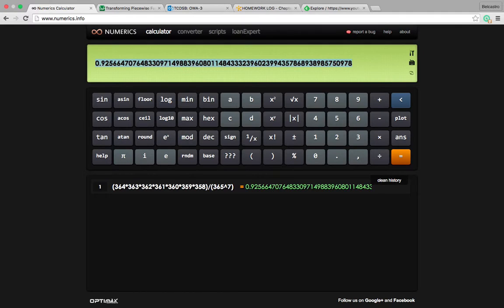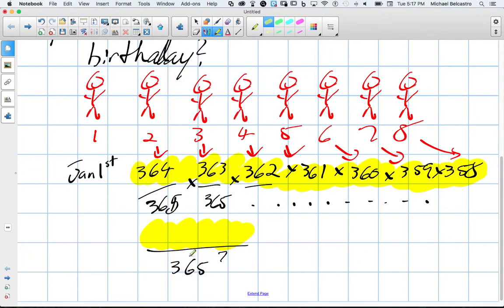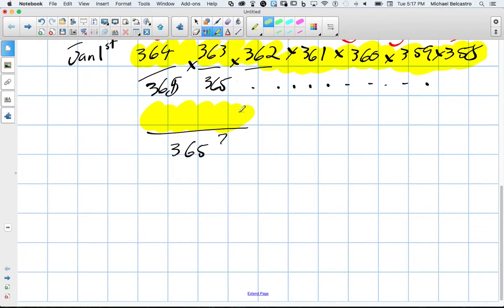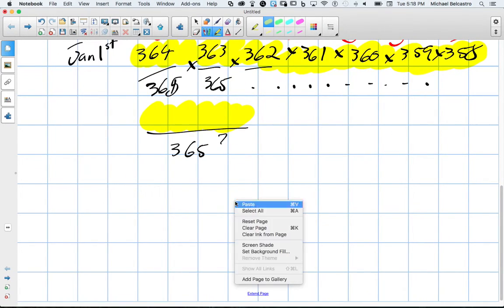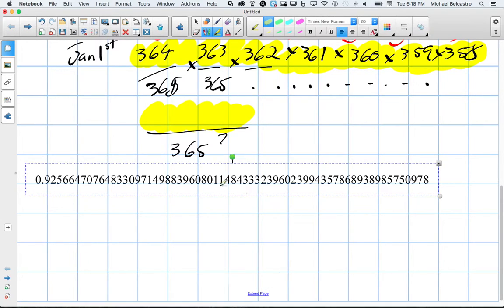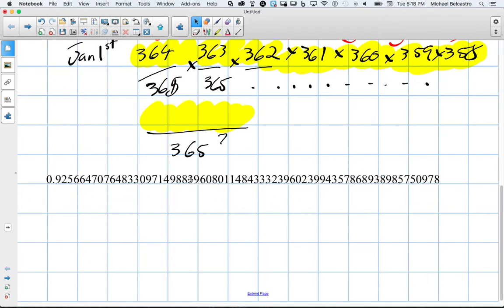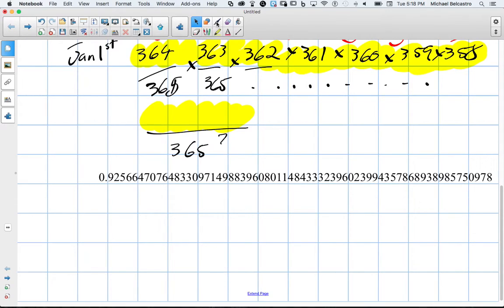There it is. Tells us that it's 0.92568. Can I copy this value? I think I can. Let's see if we can just paste it in here. Paste. Yay. Okay, so we have this ridiculous number, and this is the probability.